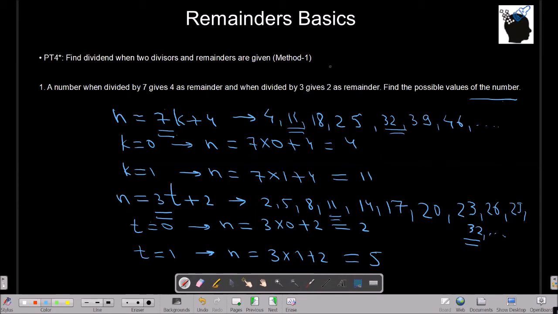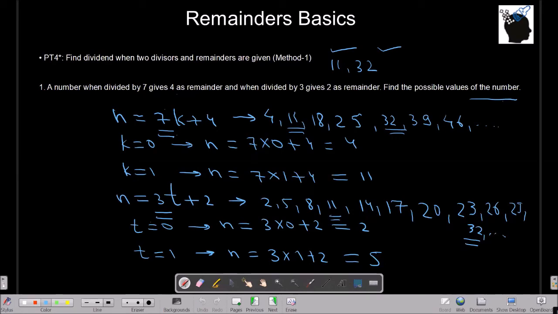Let's check whether those values are correct or not. So 11 when divided by 7 gives us 4 remainder, and 11 when divided by 3 gives us 2 remainder. That means it is correct. 32 when divided by 7 gives us 4 remainder. That is correct. And 32 when divided by 3 gives us 2 remainder. So that is also correct.